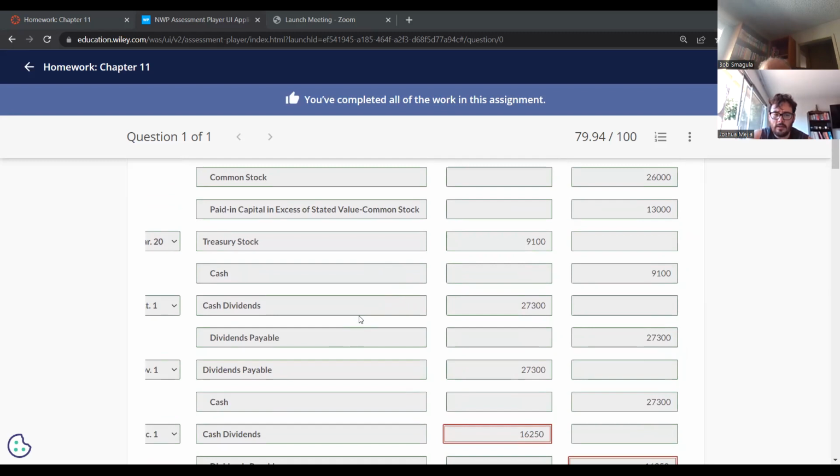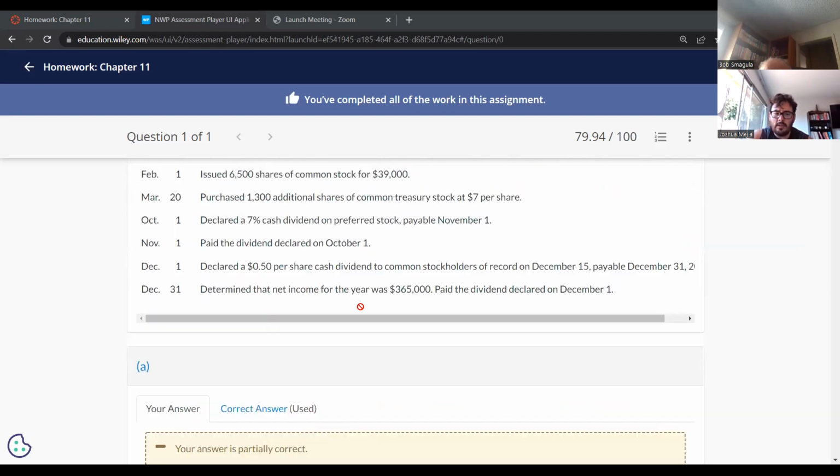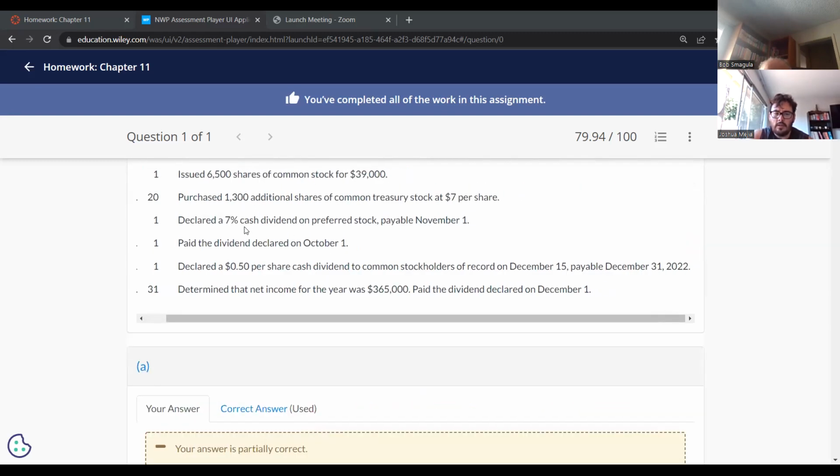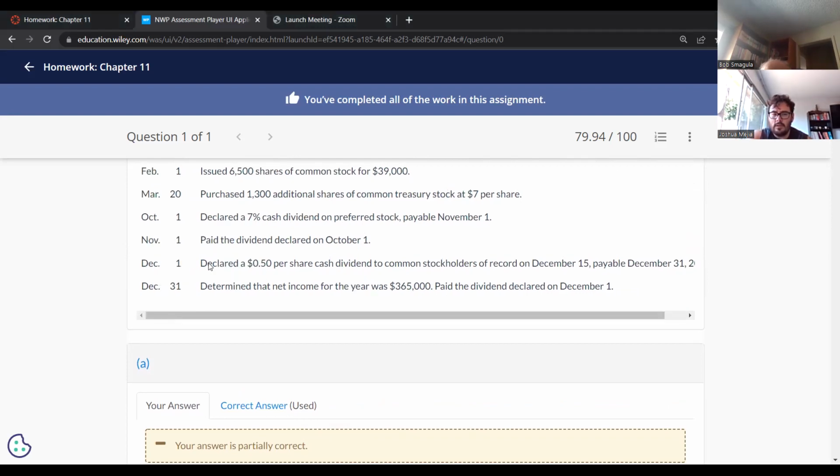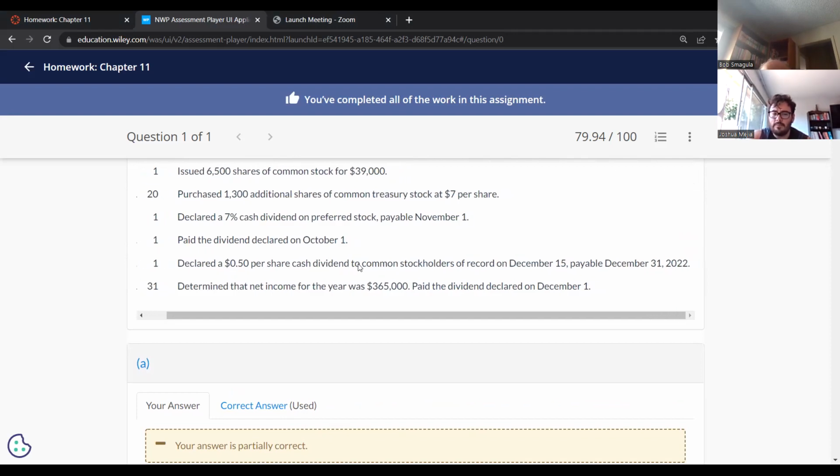And then the dividends paid on preferred stock, I memorized the equation already, so that one's easy. The one I had trouble with was this one. The December 1st one: declared a 50-cent per share cash dividend to common stockholders.